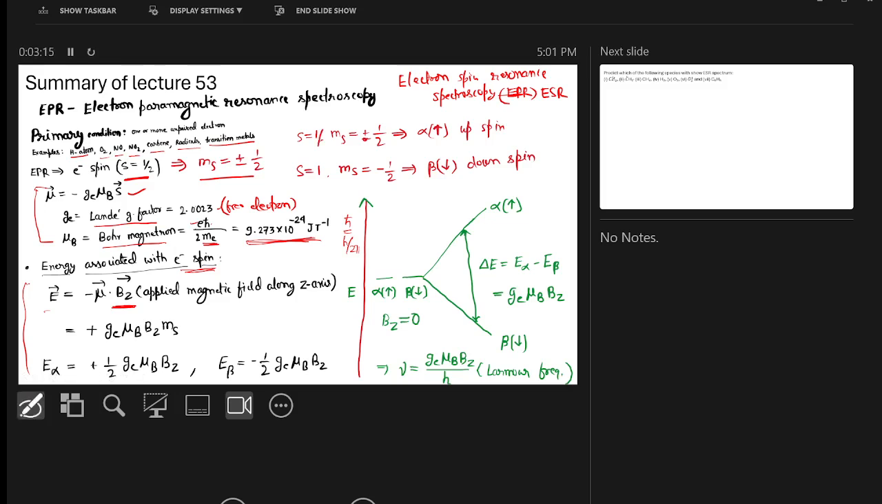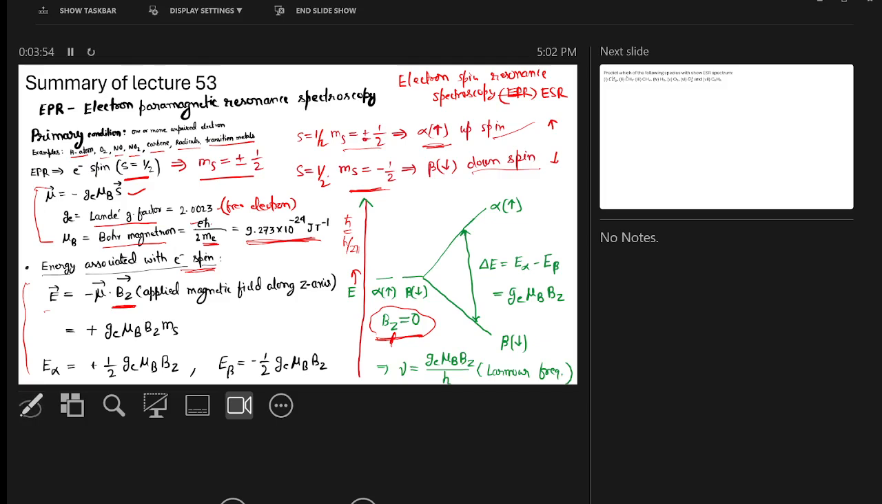So S is 1 by 2, and then ms can be plus half or minus half. If it's plus half, then we say alpha, up spin. If it's minus half, then we say beta, down spin, and we will represent them by this up arrow and this down arrow. So these two energy levels will be degenerate. Degenerate means these two energy levels have the same energy in the absence of any magnetic field, Bz equal to 0. This Bz is the magnetic field along the z direction. And this is your energy axis.